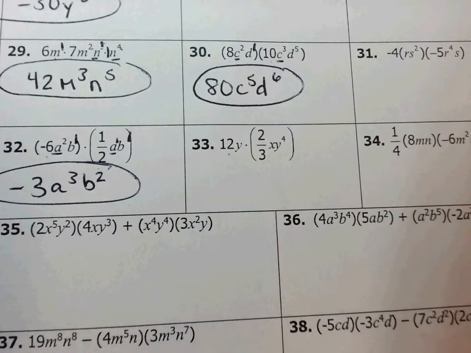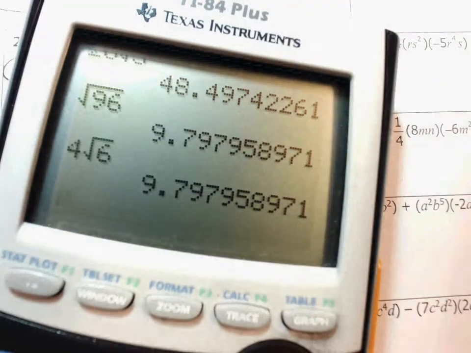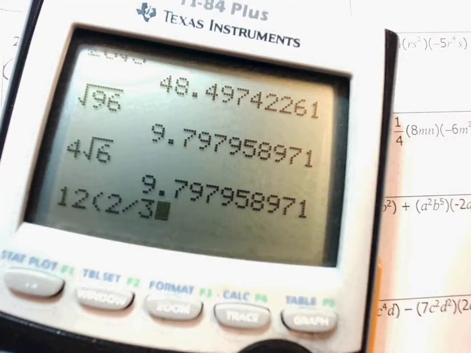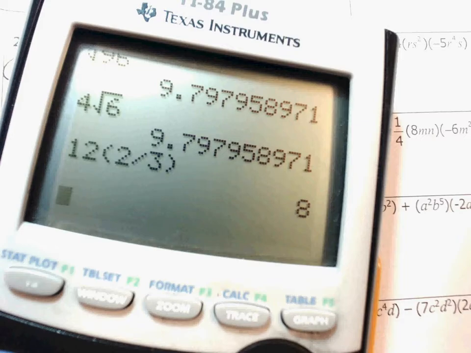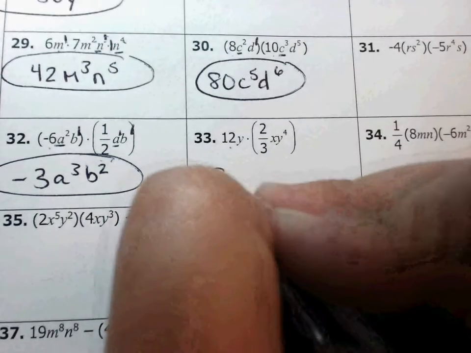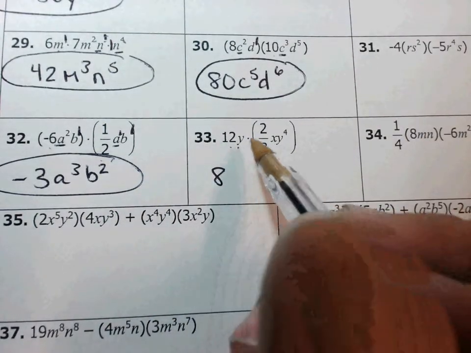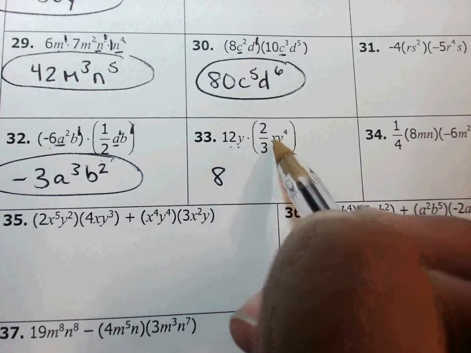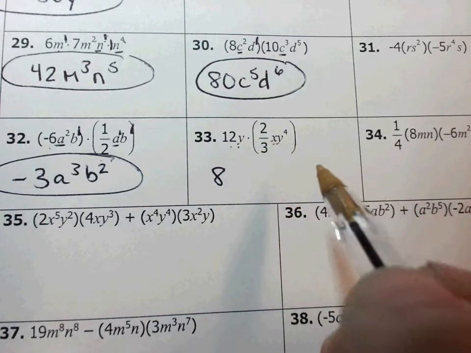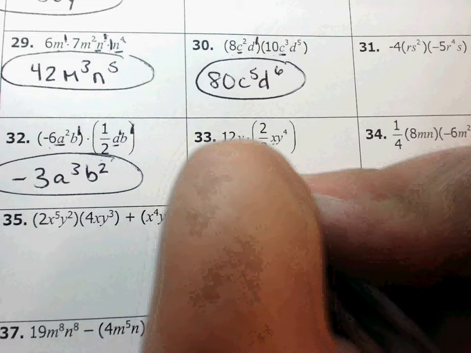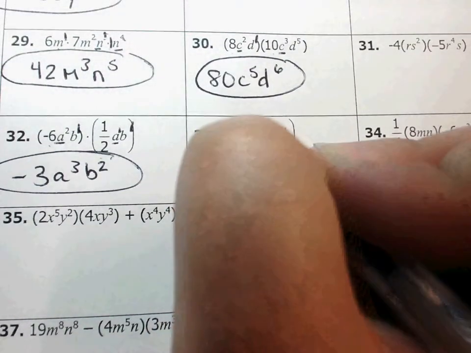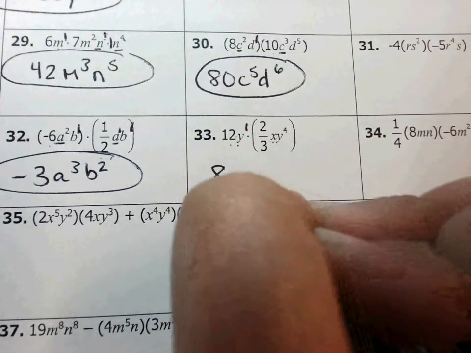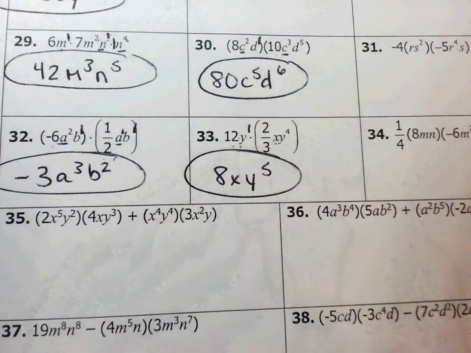33: 12 times 2/3, I'm going to put that in my calculator. Gives me 8. So there's only one x here. You do need to put them in alphabetical order. So we only have one x, so I'm going to put the x there. y to the first power, y to the fourth gives me y to the fifth.